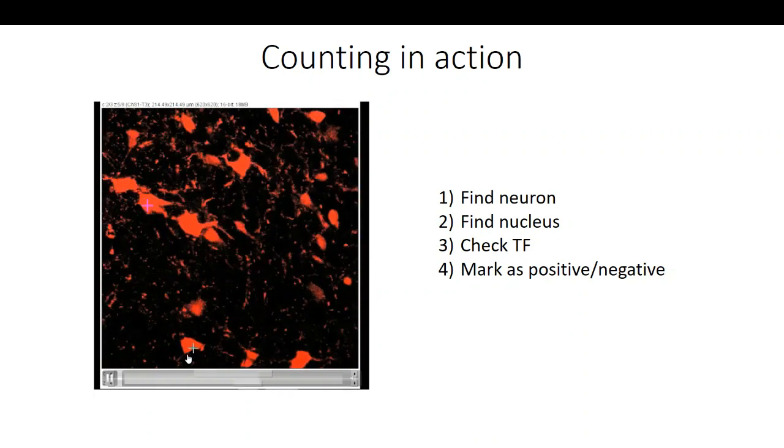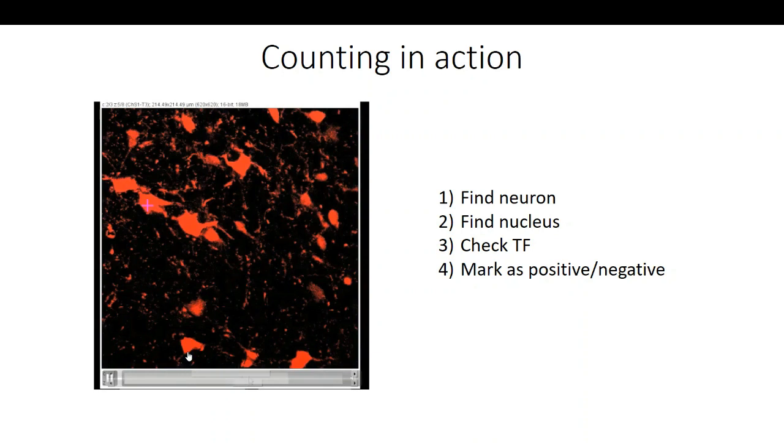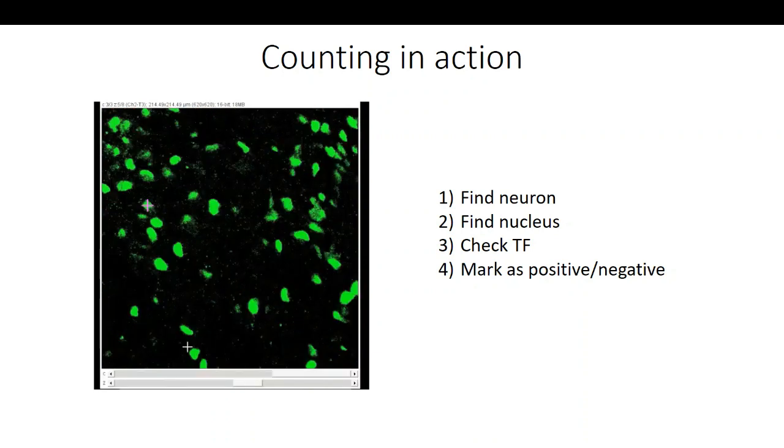I choose this one. I find out that it has a nucleus. Good. And then I check for transcription factor, which it does not have. So I mark it as a negative cell. And now I can be sure that I'm counting correctly. However, I had to count tens of thousands of cells. So this took a very long time, and I really wanted to find a way to do this faster.